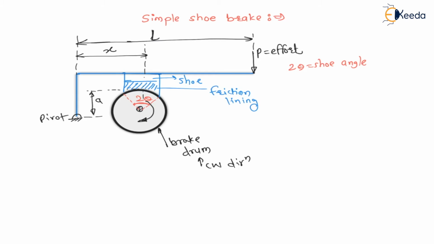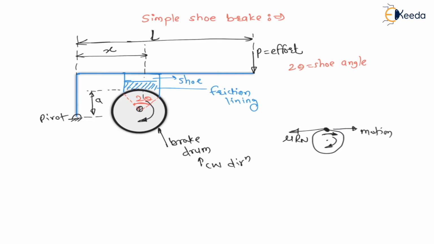Now whenever this brake drum is rotating in clockwise direction, the point at the contacting point for friction is moving towards the right. This is the motion of this point. Therefore friction force will be towards left. It is mu into Rn, coefficient of friction into normal reaction.